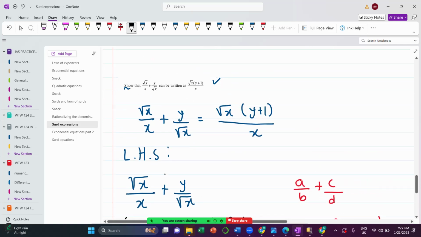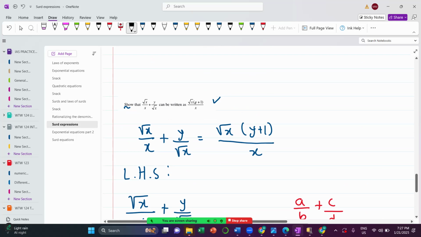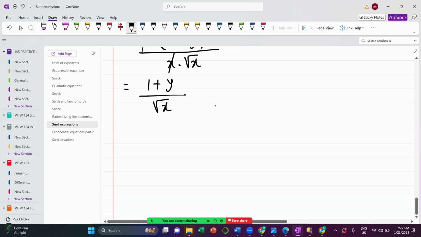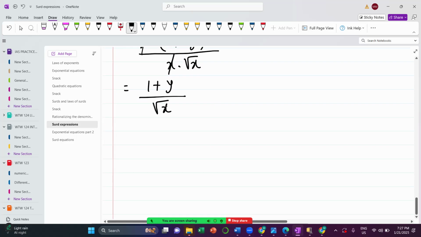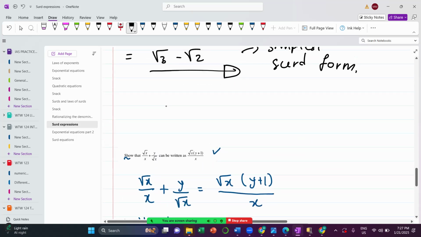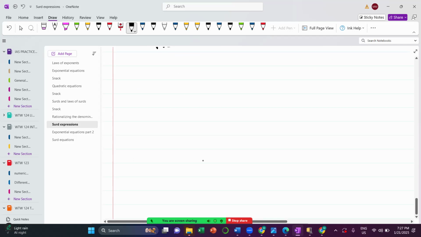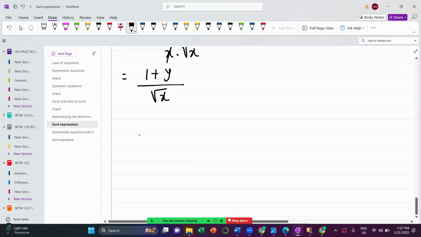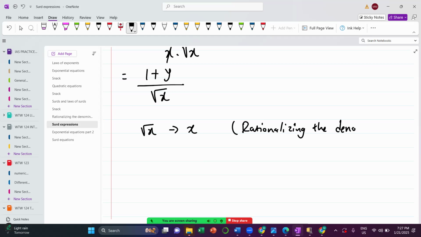But check, they said I must leave it as root x into y plus 1 all over x. But here my denominator is root x, and there I have a denominator of x. So how did they move from the root x that we have to x by simply rationalizing the denominator? So let us simply do that also.